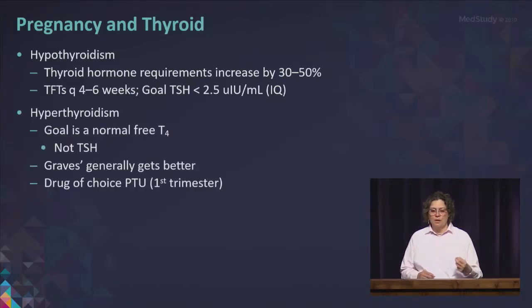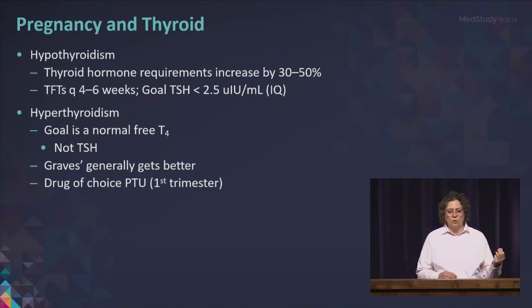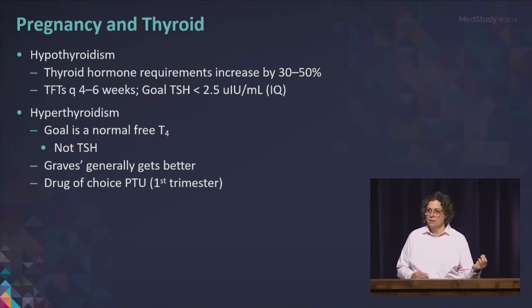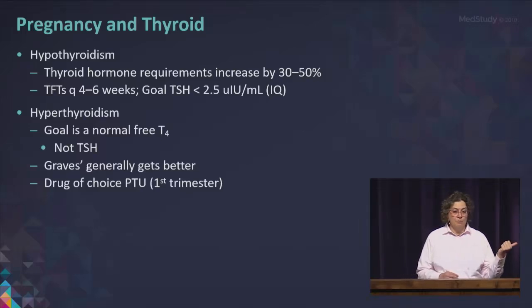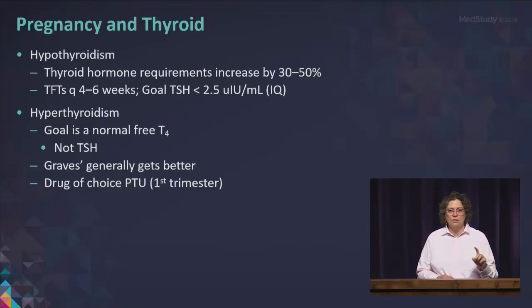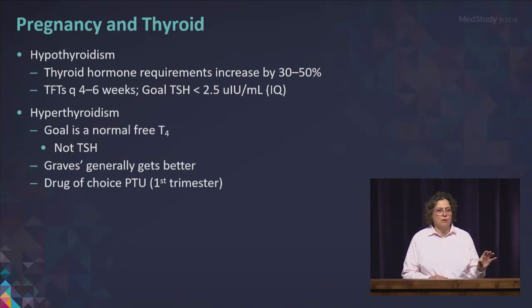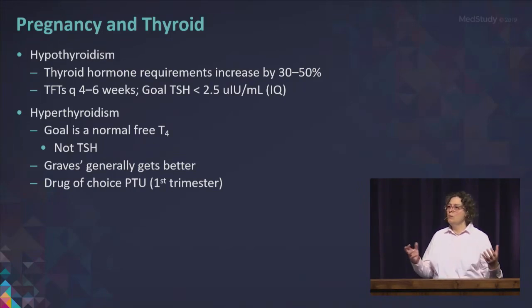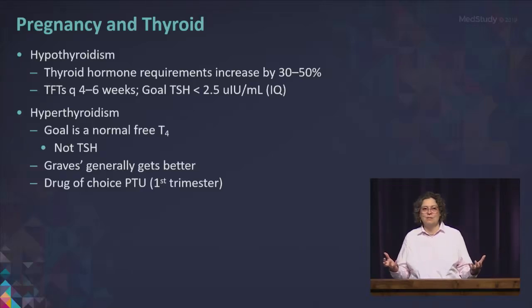In hyperthyroidism, the name of the game is normalizing free T4 and not TSH. So remember, TSH is the goal in hypo. Studies show that if you normalize TSH level in pregnant moms, you're overtreating the baby. So what you want to do in hyperthyroidism in pregnancy is get a normal free T4 and let the TSH go low.